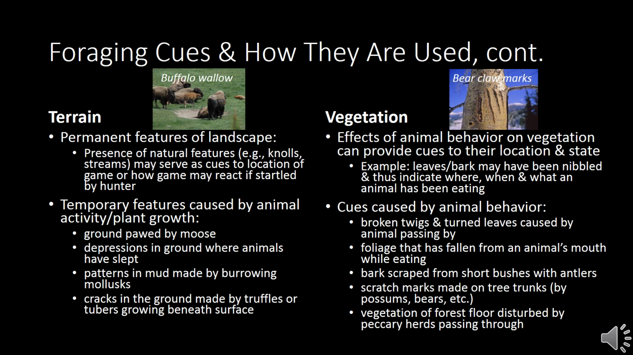The latter cue is used by the Tiwi, who locate possums by searching for their scratch marks on tree trunks. Another cue is ground vegetation that's been trampled or disturbed. This cue is used to locate peccary herds, which are easy to track in the Amazon forest because of the disturbance they make in the vegetation of the forest floor.